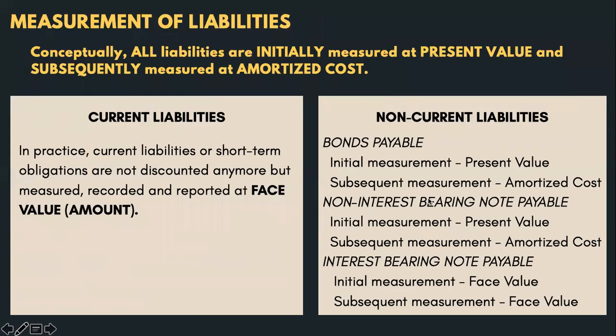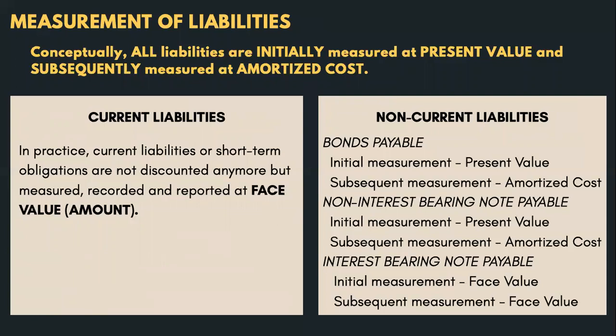Okay. So how do we measure liabilities? Conceptually, all liabilities are initially measured at present value and subsequently measured at amortized cost. But there are some differences on how we are going to account for them.